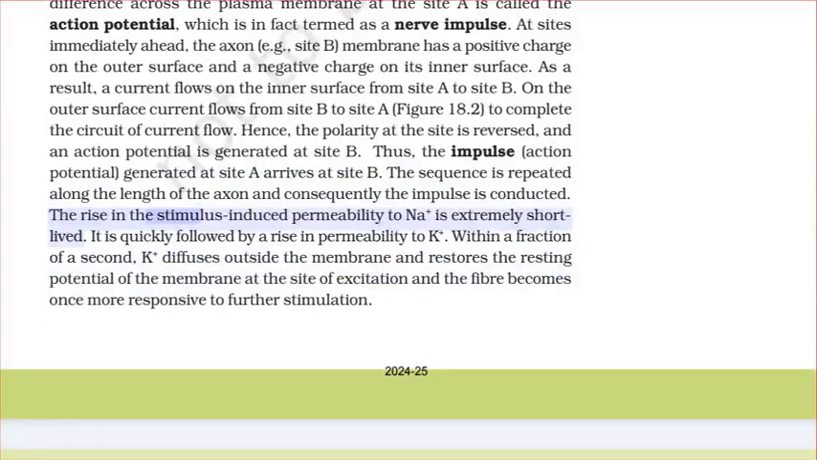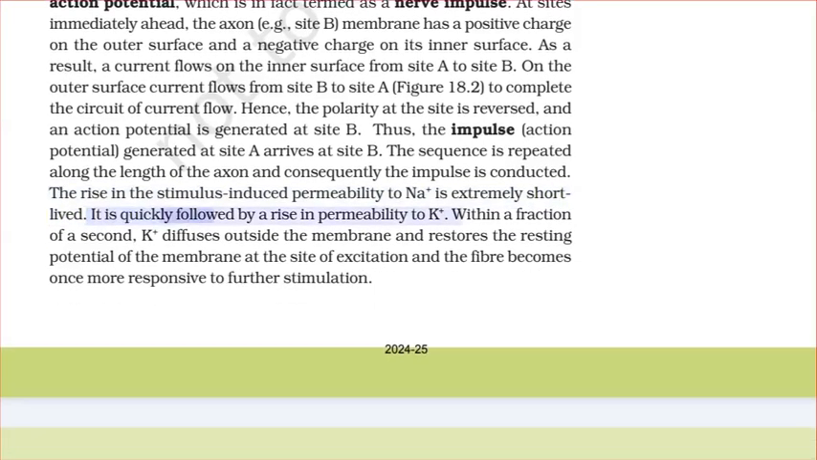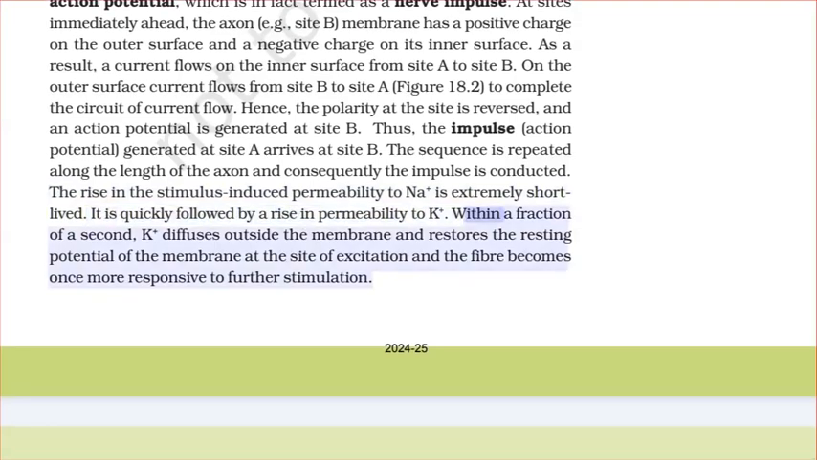The rise in the stimulus-induced permeability to Na+ ions is extremely short-lived. It is quickly followed by a rise in permeability to K+ ions. Within a fraction of a second, K+ ions diffuse outside the membrane and restore the resting potential of the membrane at the site of excitation, and the fiber becomes once more responsive to further stimulation.